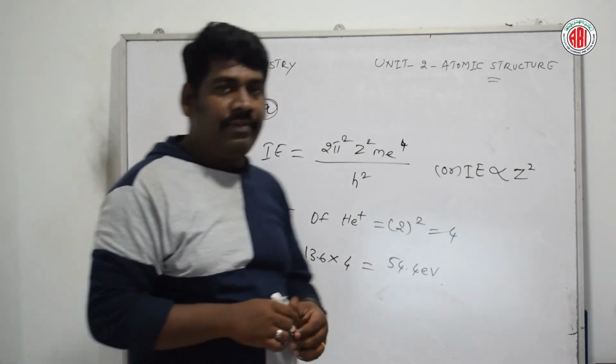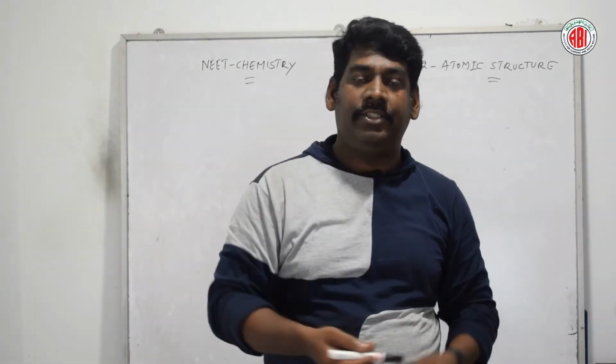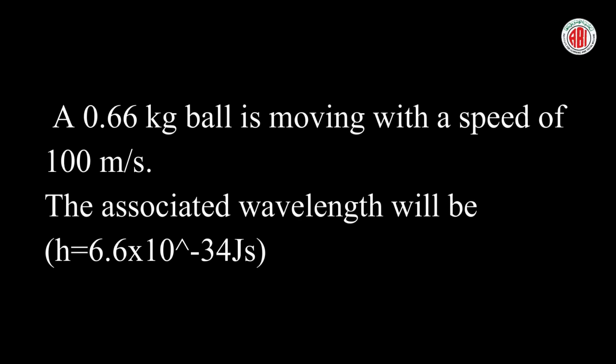Okay, now let us go for the next question. Look at this question, guys. A 0.66 kg ball which is moving with the speed of 100 meter per second, the associated wavelength will be. Here the Planck's constant value is given as 6.626 into 10 to the power of minus 34 joule second. Let us see how to solve this problem.